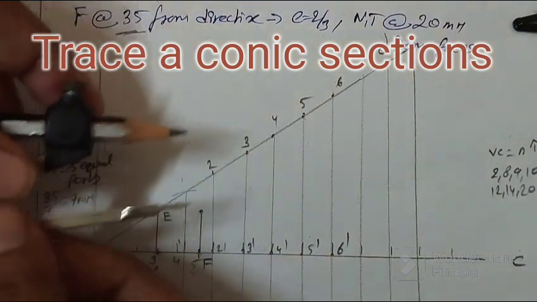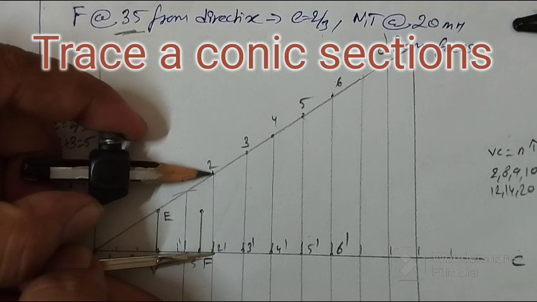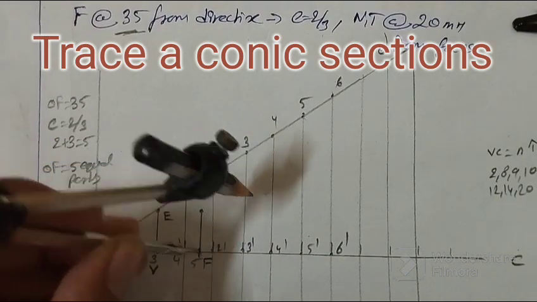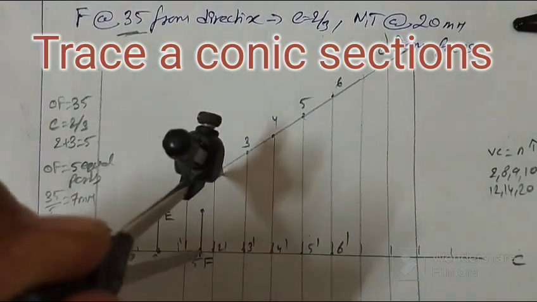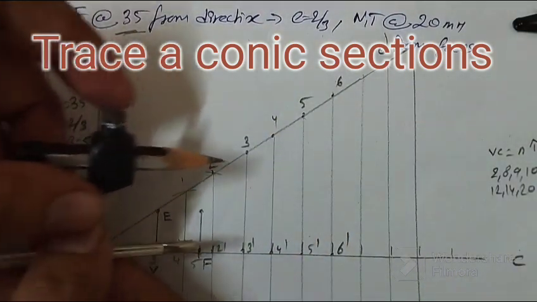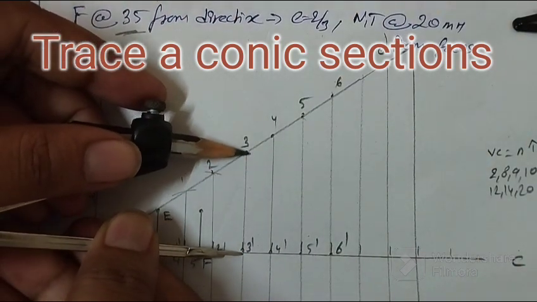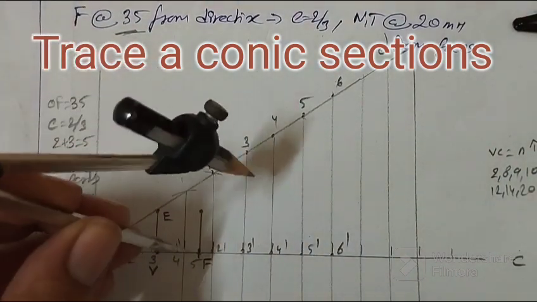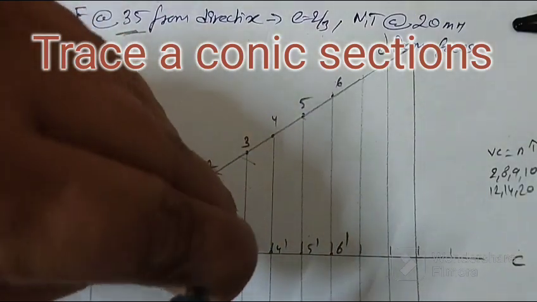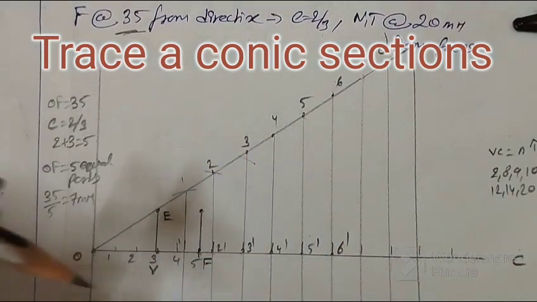Next, measure 2 and 2 dash, and with F as center, cut 2 and 2 dash. Don't cut the other one. Next, measure 3 and 3 dash, and cut 3 and 3 dash from F as center. So the line which you are measuring, you have to cut the same line. If you are measuring the third line, don't cut the second line.